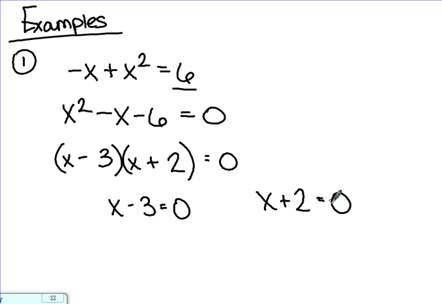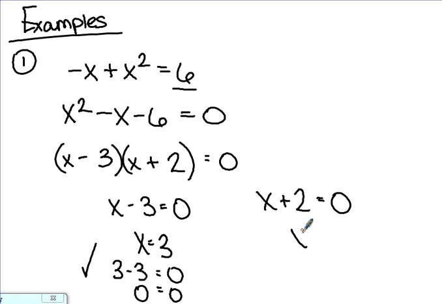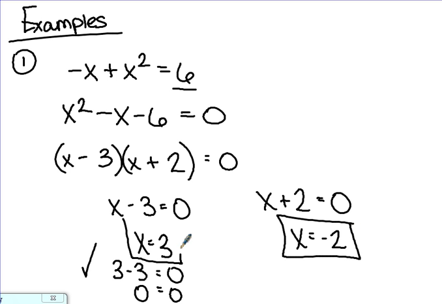So in our first equation, x minus 3 equals 0, x is going to be equal to 3, because 3 minus 3 equals 0. This is where 0 only equals 0 comes into play. If I was to do 3 minus 3, that would be 0, and 0 is equal to 0. Over here, we have x plus 2 equals 0. Therefore, x is going to be equal to negative 2. So our two solutions for this equation are x equals 3 and x equals negative 2.